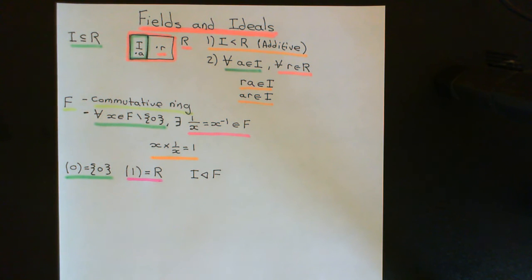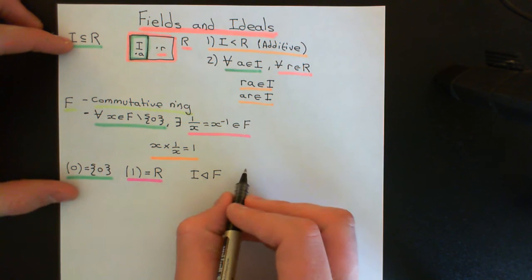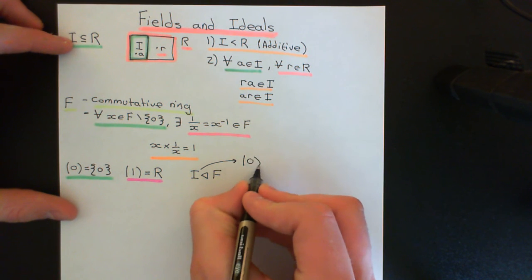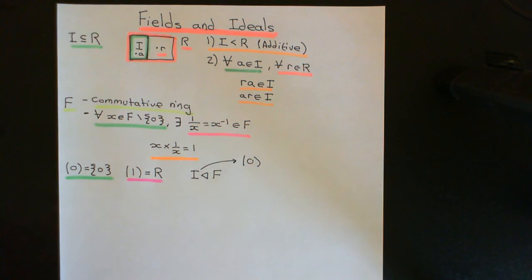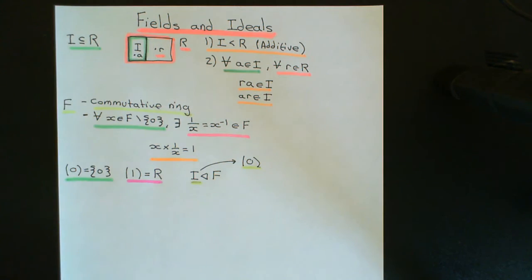Okay, so let's say I is an ideal of the field. So there are two possibilities. One possibility is that the ideal is equal to the 0 ideal. So this ideal could be the 0 ideal here. Okay? The other possibility is that the ideal then has to contain an element other than 0.